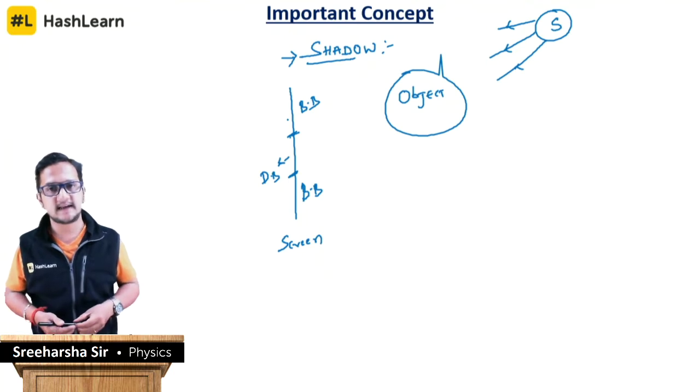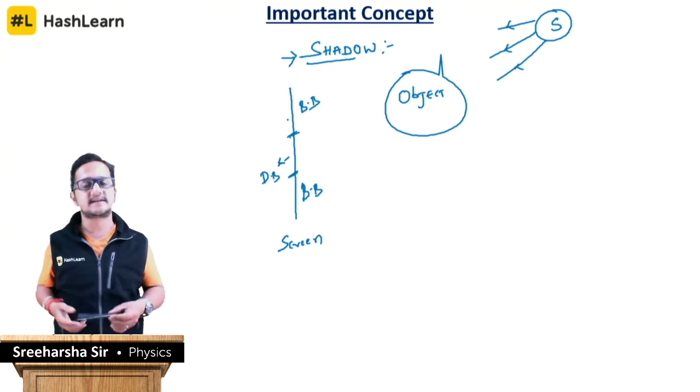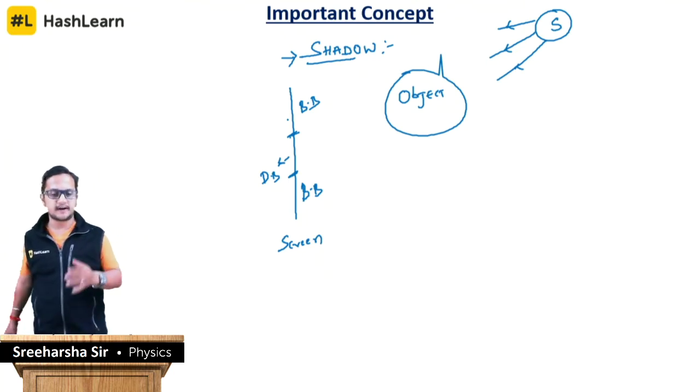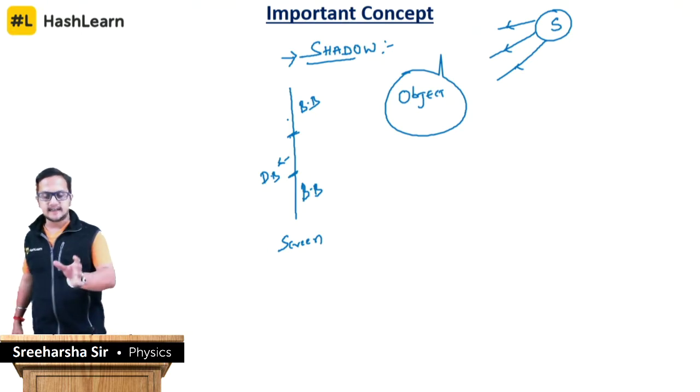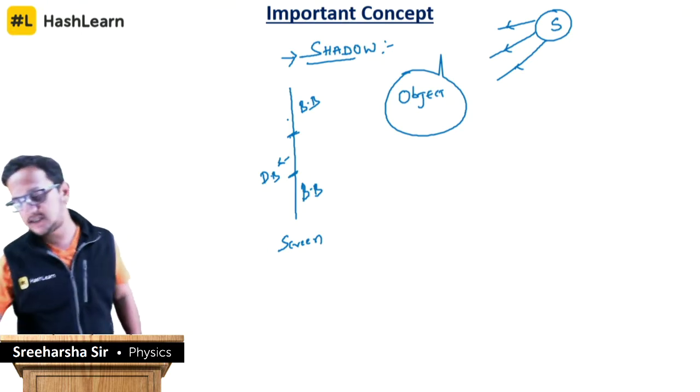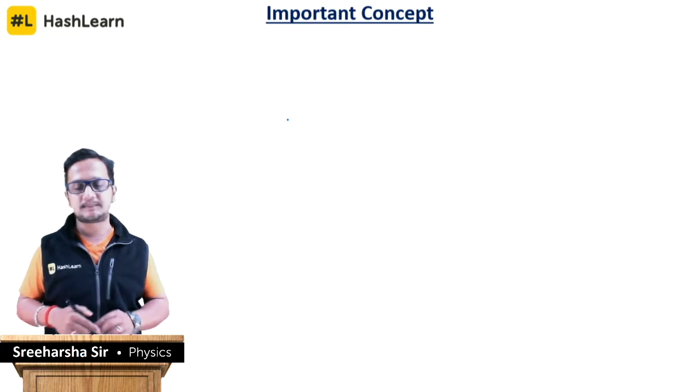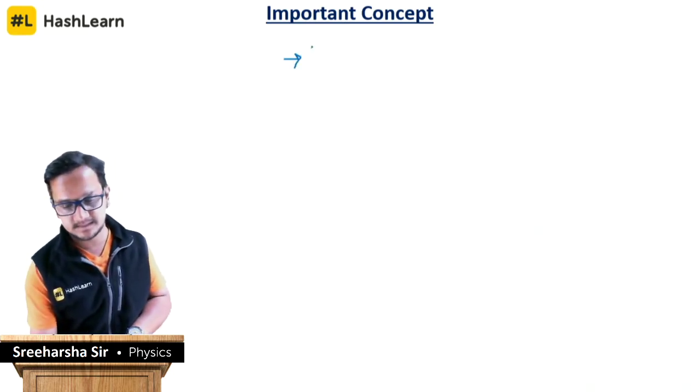What is that something else? We will see in the course of this lecture. So geometrical shadow formation is based on the concept of diffraction. So let us go one step ahead, that is diffraction.